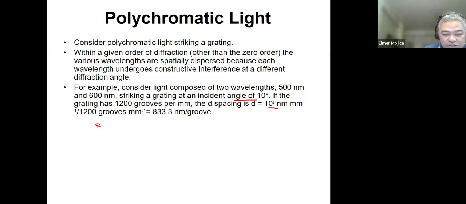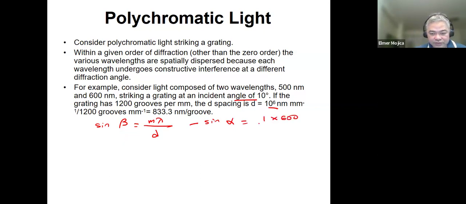So how are we going to determine the sine beta there, the angle of B? We could use there m times the wavelength over D, minus sine, which is equal to 1 times 600 over 833.3, minus, what's the sign that we have here? So this is equal to the incident light of 10. So what do we get?